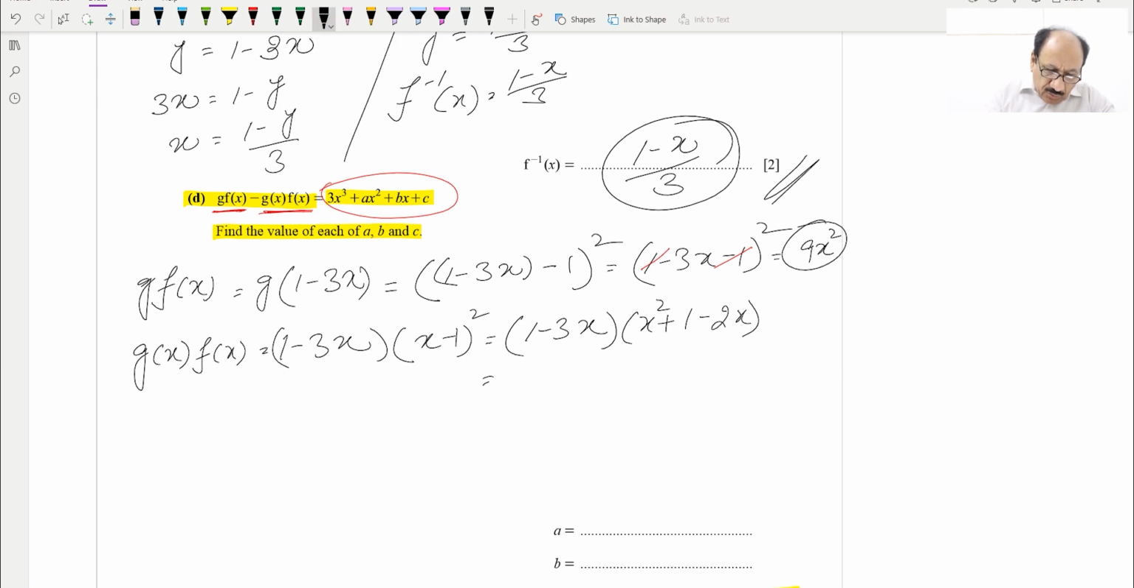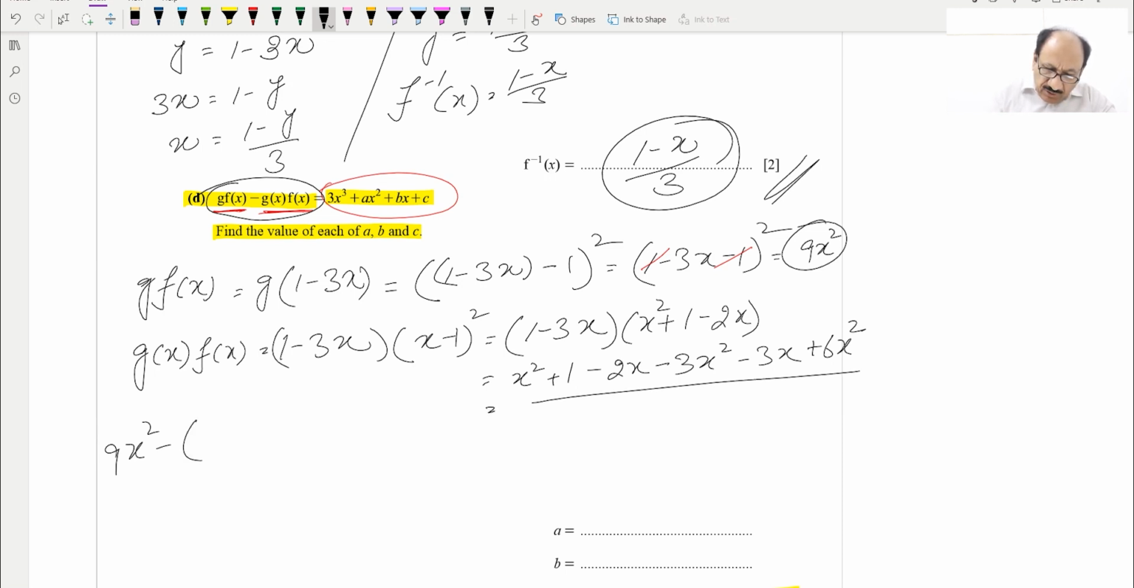Now what we will be doing, we will be multiplying these two terms, and what we will be getting, 1 into x square will be x square, 1 into plus 1 will be 1, and minus 2x, then minus 3 multiplied by x square will be minus 3x square, then minus 3x multiplied by 1 will be minus 3x, and minus 3x multiplied by minus 2x will be plus 6x square. Now this value and this value we will replace in this equation, and this will be 9x square and minus this whole thing.